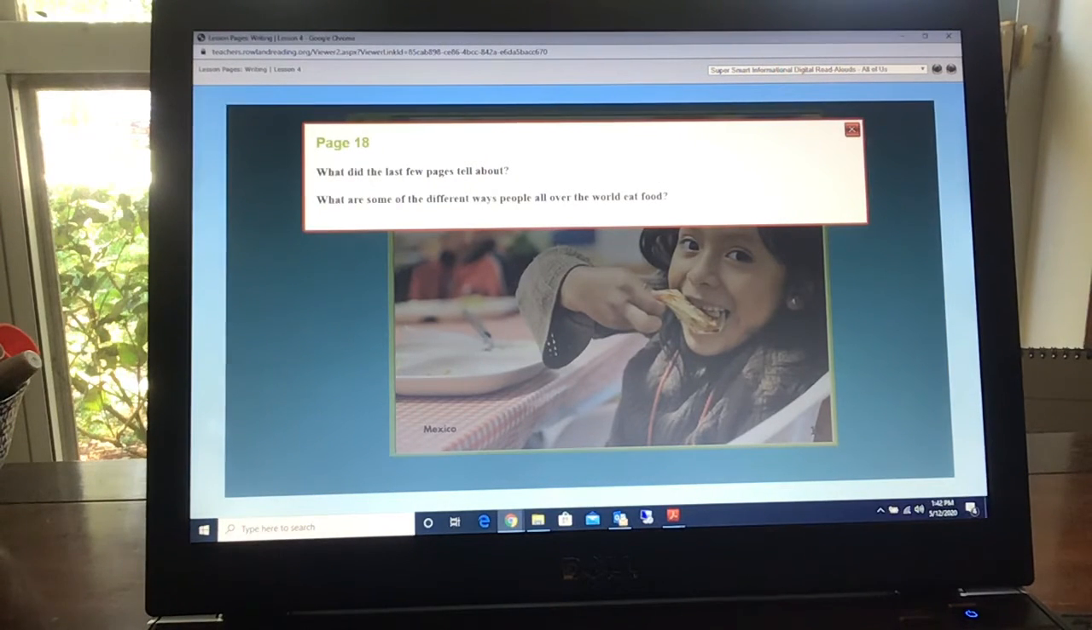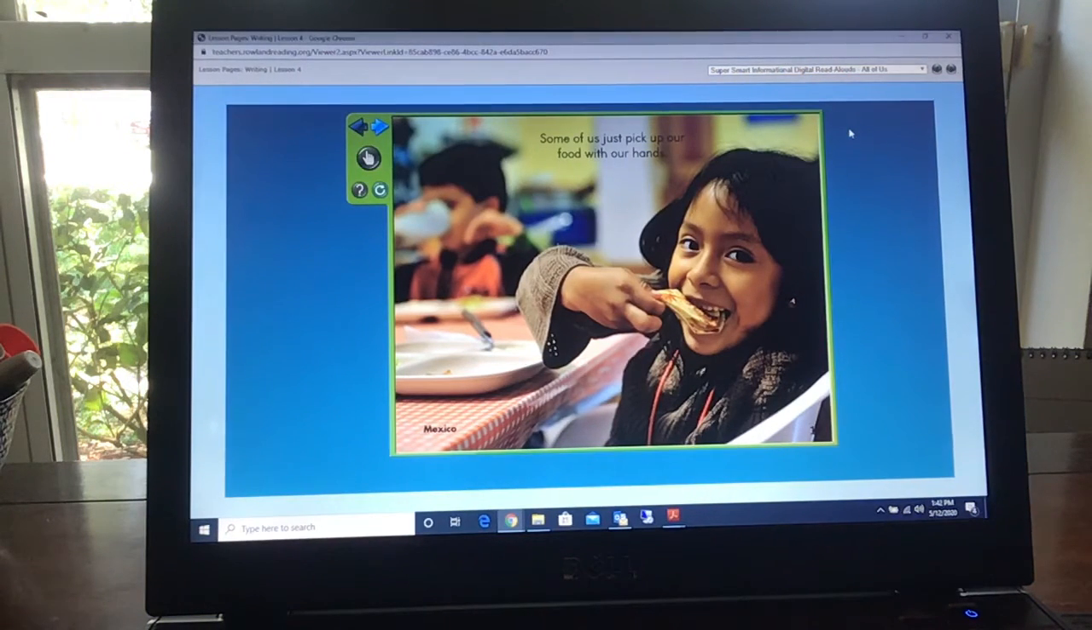What did the last few pages tell us about? So think about what we just read. What did the last few pages tell us about? The different ways that people do what? That's right, the different ways that people eat. So what have you learned about the different ways that people eat around the world? They use different utensils, right? Some just use their hands. Some eat off of a stick. Some use chopsticks. And she's in Mexico.